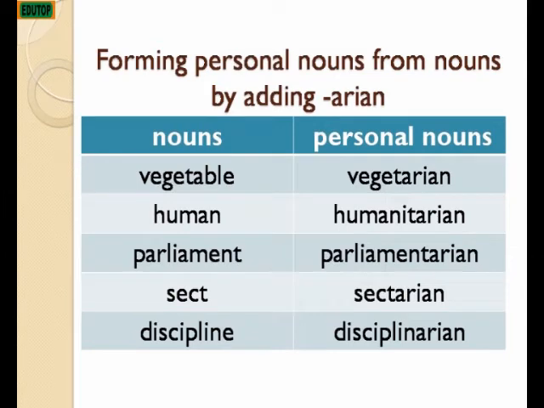Vegetable, vegetarian. Human, humanitarian. Parliament, parliamentarian. Sect, sectarian. Discipline, disciplinarian. The two categories are under noun, but the other one is a personal noun, that is a naming word that describes the quality or profession of people.